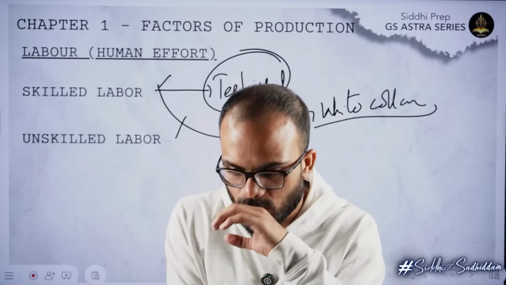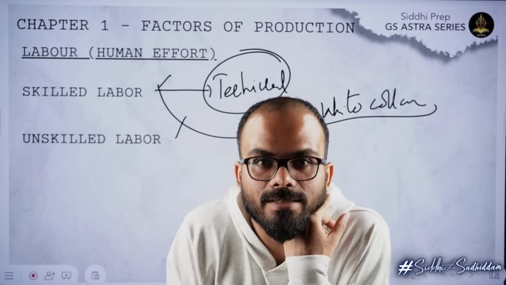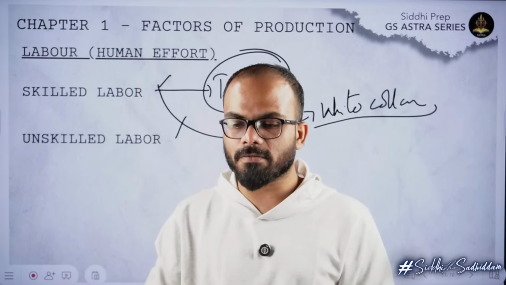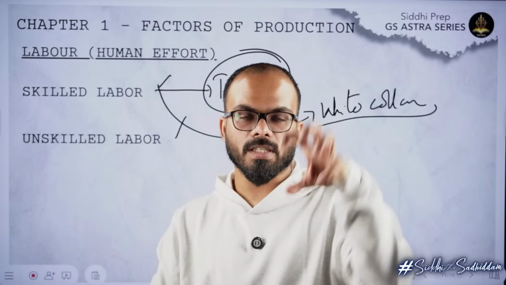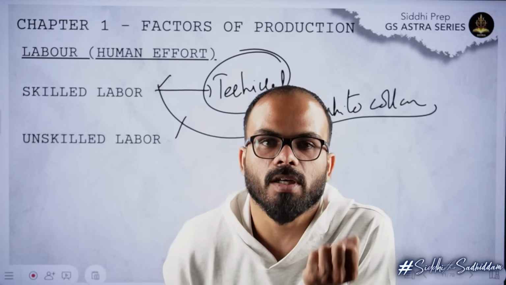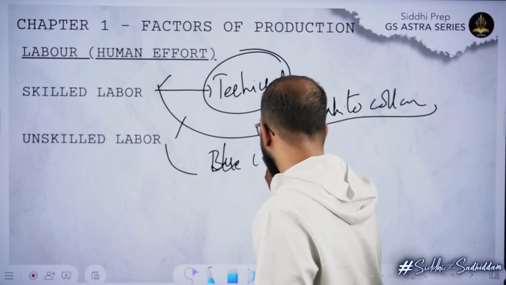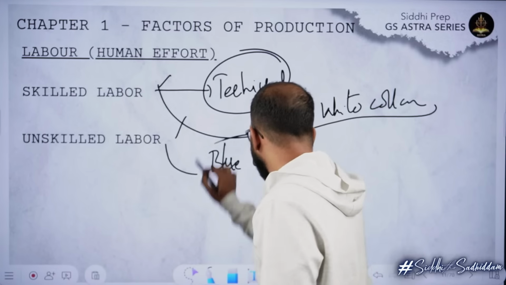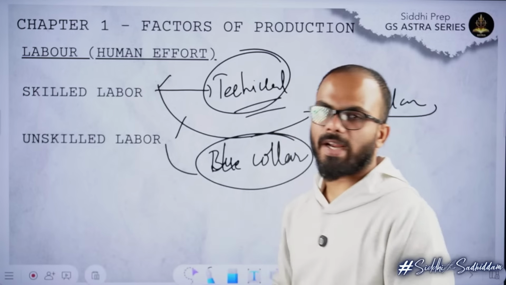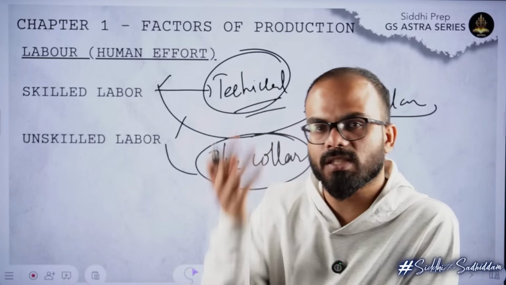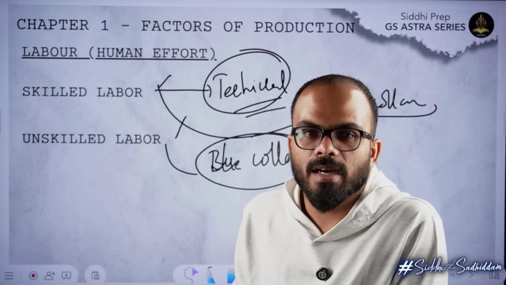Right. So the next category is unskilled laborers, and the word that we use to talk about unskilled labor is blue collar jobs. This word can be asked in the exams. Blue collar labor, white collar jobs. White collar is used for skilled and blue collar is used for unskilled labor.